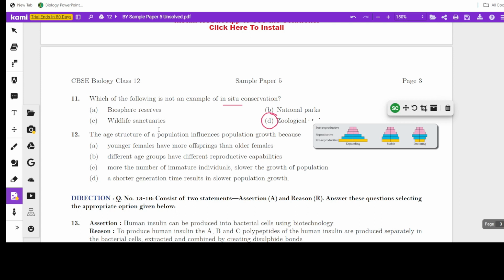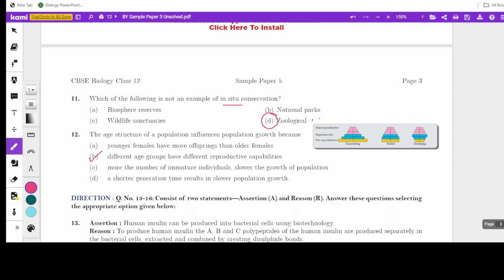The age structure of a population influences population growth. Yes. And let's see, what is the reason? Younger females have more offspring than older females. Not like that. Different age groups have different reproductive capabilities. Yes, different age groups have different reproductive capabilities. More the number of immature individuals, lower the growth of population. No. Shorter generation time results in slower population growth. That's also no. So this is the right one: different age groups have different reproductive capabilities. So this is based on the expanding age pyramid. Clear? So this question is important actually, age pyramid. They'll be asking you in different ways.